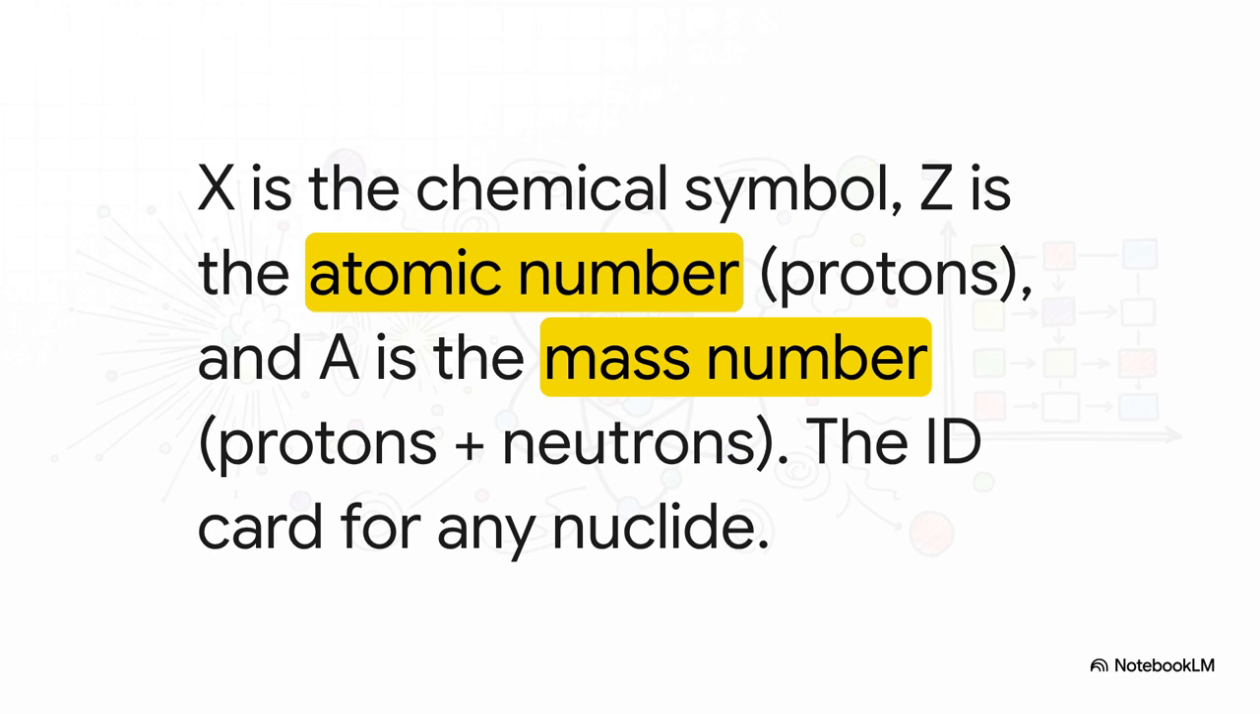Then up top you have A, the mass number. That's the total count of particles in the nucleus, protons and neutrons together. We call them nucleons for short. This little code is basically a unique ID for any specific type of atomic nucleus, what we call a nuclide.